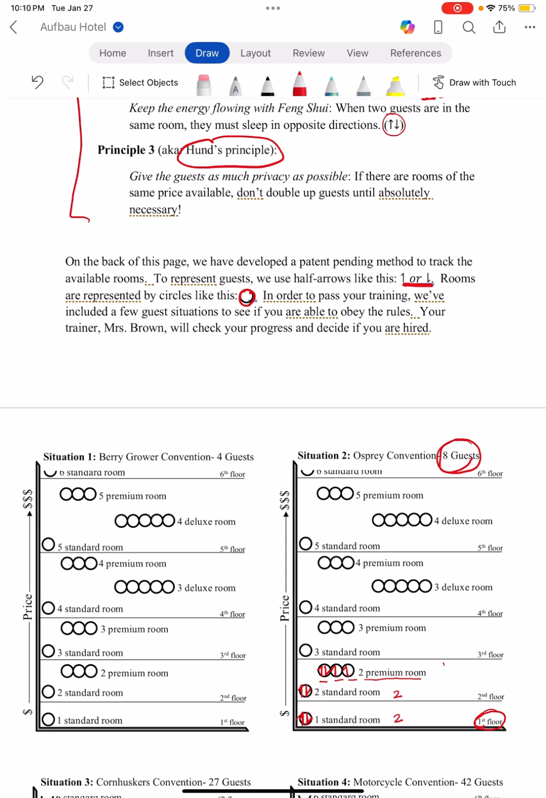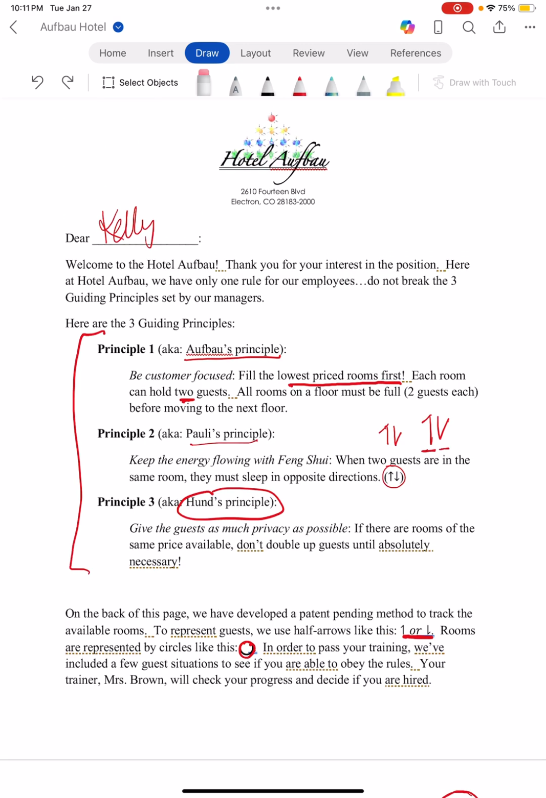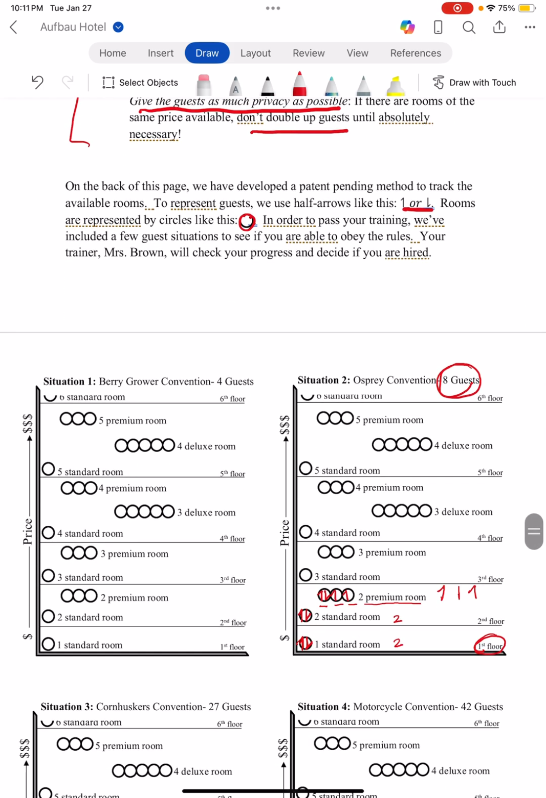But notice how we put 1 in each room before we went back and doubled them up. That helped us to follow both of our rules. Principle 3, Hun's principle, tells us that we have to give the guest as much privacy as possible. Don't double them up until it's necessary. So here we had 3 premium rooms and we put 1 in each before going back to double them up. Okay, so that makes us have 4 more, and that takes care of all 8 of our guests.